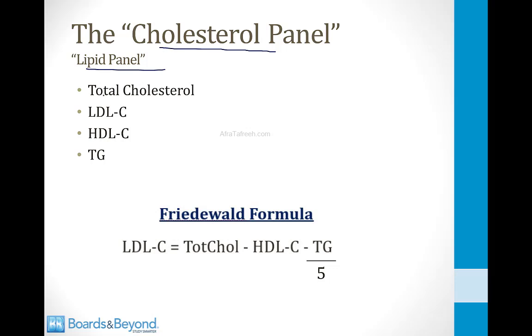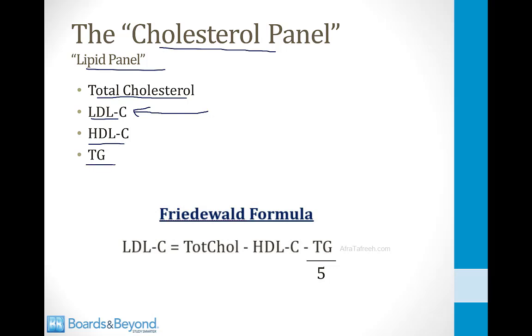The 4 measurements are the total cholesterol level in the plasma, the LDL-C, which is the cholesterol associated with LDL particles in the plasma. We usually don't directly measure the LDL particle level. Instead, we measure the level of cholesterol associated with LDL, and that's called the LDL-C. We also measure the HDL-C, which is the level of cholesterol associated with HDL. And then finally, we measure the total plasma triglyceride levels.